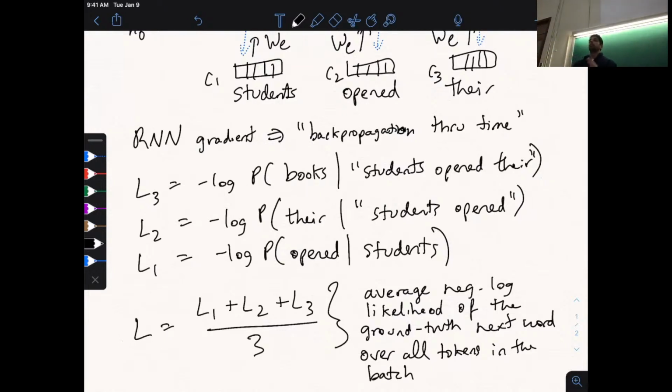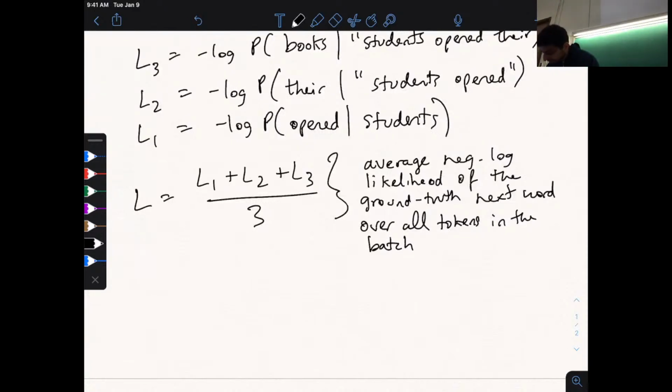And so what is a batch when we're talking about language models? It's not just a single sequence. It's actually multiple sequences. Each of these sequences is considered one training example. So let's just have an example of a batch here. I might have my first example, students opened their books.